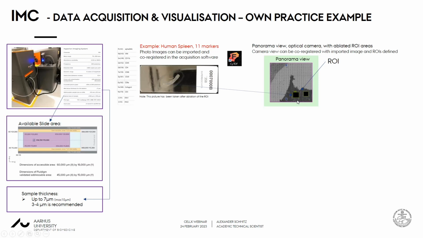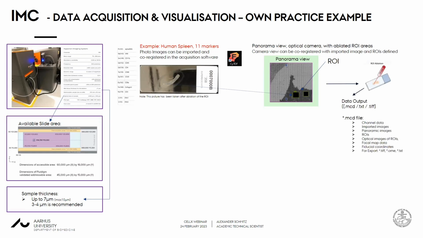So you only take the small squared or rectangular pieces for ablation in the machine. And then that runs through the machine, it will be ablated. And when this is done, you get data out, usually a file that is called MCD file, where that includes all the information on channels, imported images, the panorama images, the ROIs, and all other information. And with this file, then you can go to a different software, depending on your pipelines, and do the analysis.